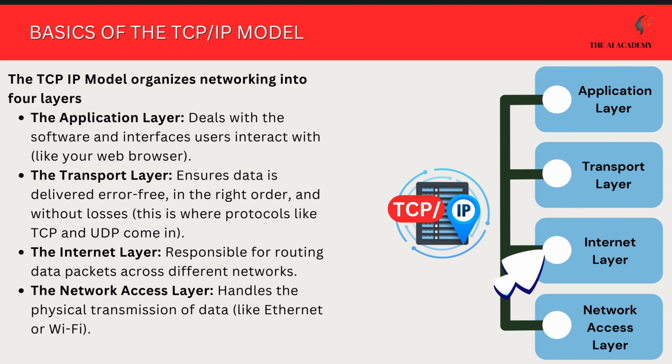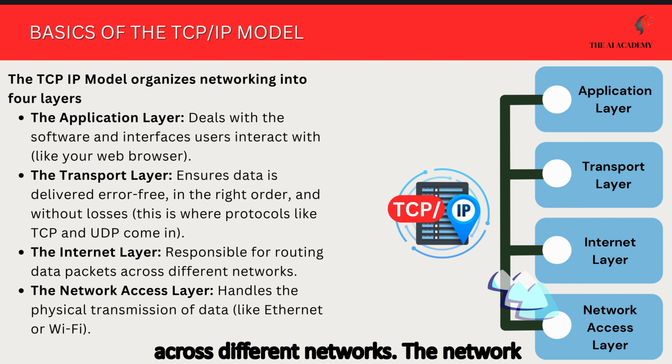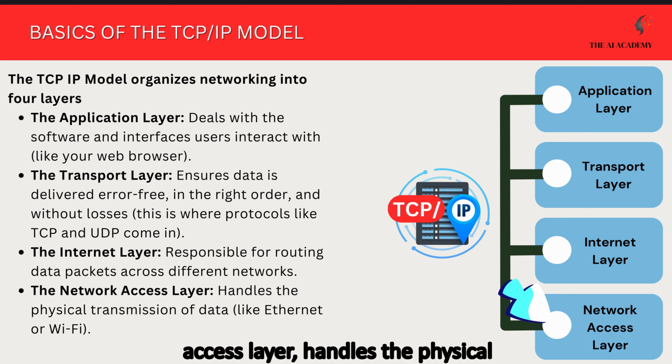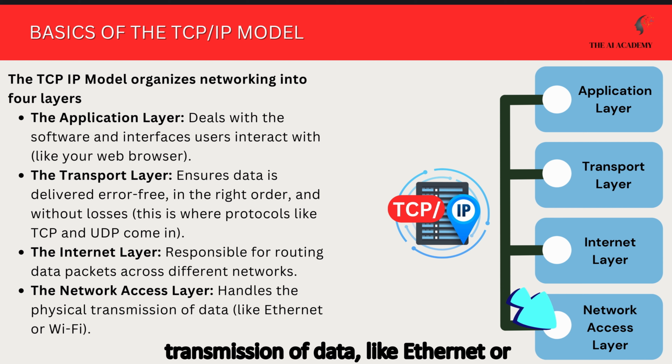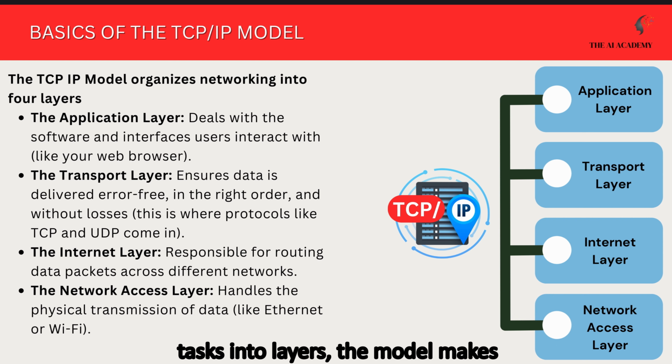The Internet layer is responsible for routing data packets across different networks. The network access layer handles the physical transmission of data, like Ethernet or Wi-Fi. So, by dividing tasks into layers, the model makes networking more manageable. Each layer works independently but complements the others, much like different departments in a company.